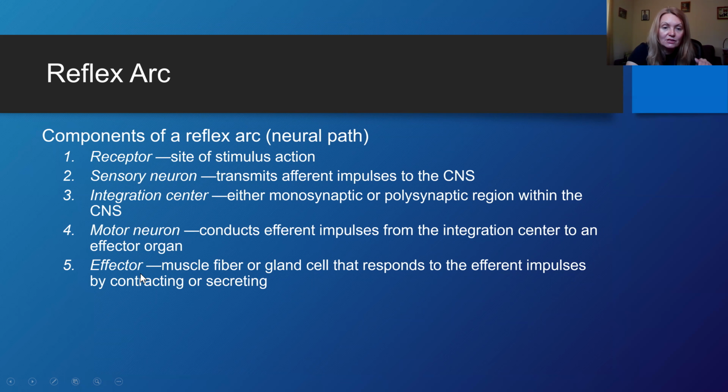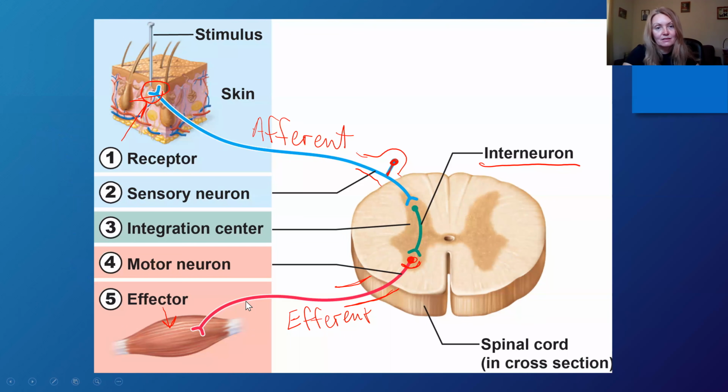And now look, your effector organs are either muscle fiber or gland cell. So effector organs can be only muscles or glands. It can be skeletal muscle, cardiac muscle, smooth muscle, and it can be different types of glands, right? It can be your sweat glands, your lacrimal glands, like your tears. It can be even glands that secrete digestive enzymes, but it is the muscles or glands that will respond to these different impulses by contracting or secreting, right? And this is our reflex arc, right?